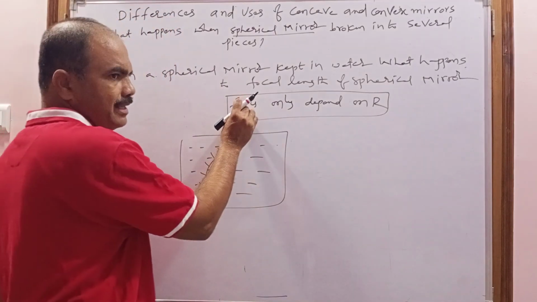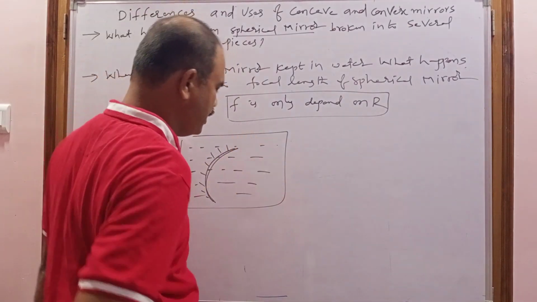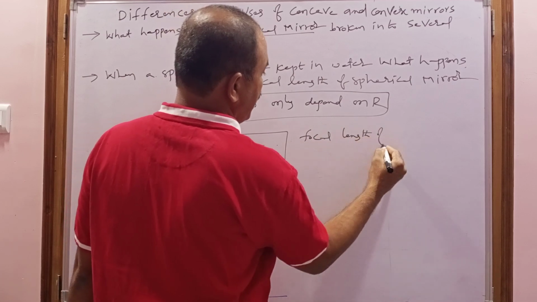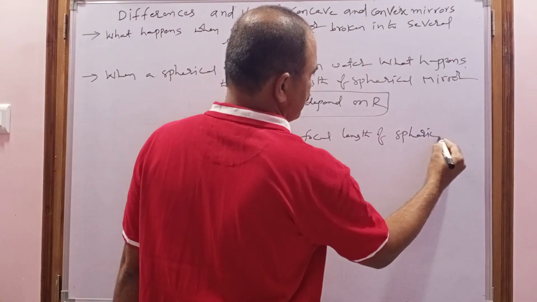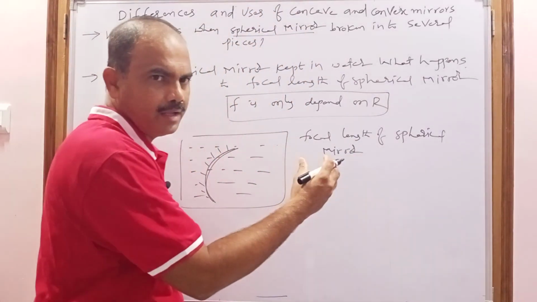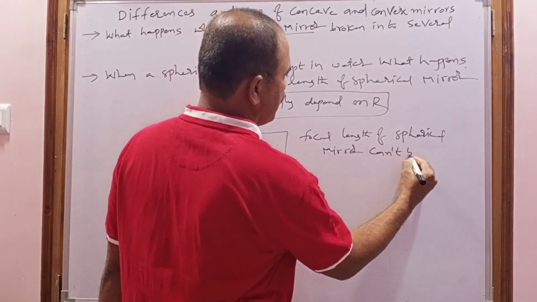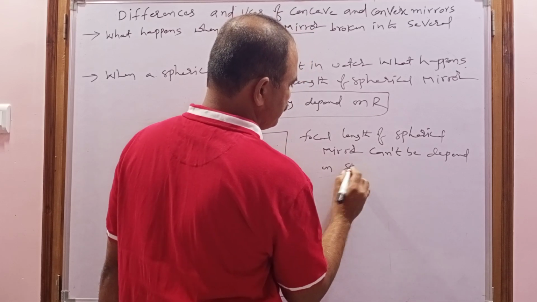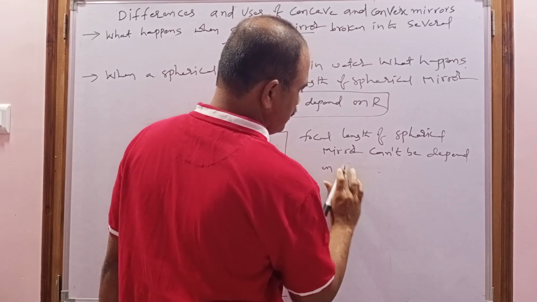So that's why the focal length cannot depend upon the surrounding medium of the mirror. Very important. So the focal length of spherical mirrors, here spherical means concave or convex mirror, cannot depend on the surrounding medium.